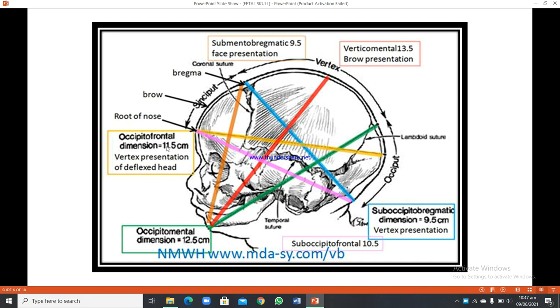Again, it is not the favorable diameter. Favorable diameters are only 2: the submentobregmatic, 9.5 centimeter, and the suboccipitobregmatic, 9.5 centimeter. In the submentobregmatic it is the face presentation, and in the suboccipitobregmatic the vertex presentation is there.